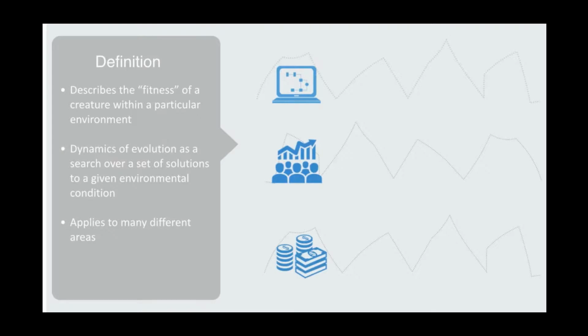Within this more generic model, a location on the landscape is a solution to a given problem. The elevation captures how functional that solution is, and solutions that are similar in nature are typically placed close to each other.